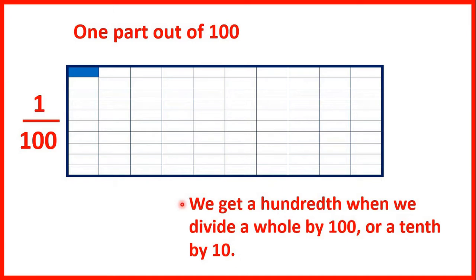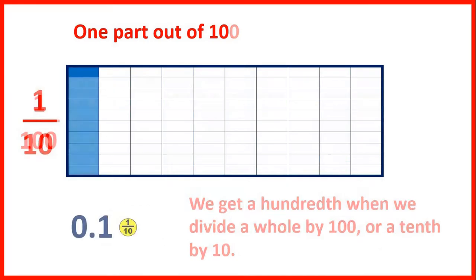We get 100th when we divide a whole by 100 or a tenth by 10. So you can see that the rectangle is now split into 100 pieces, and we have one of those pieces, so we have 1/100th. We can also get 100th when we divide a tenth by 10.